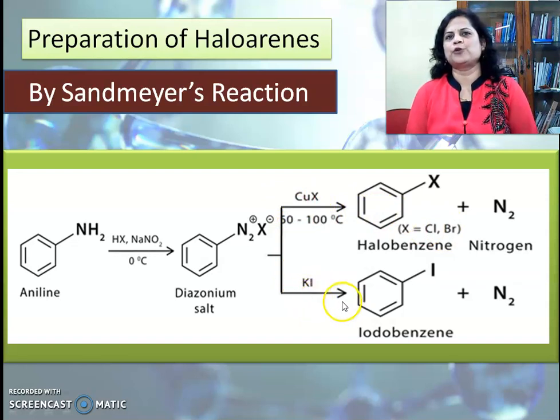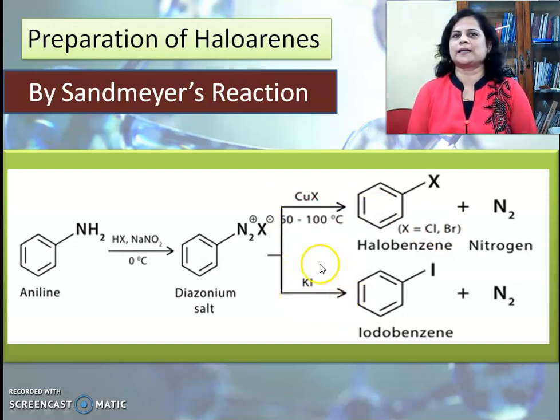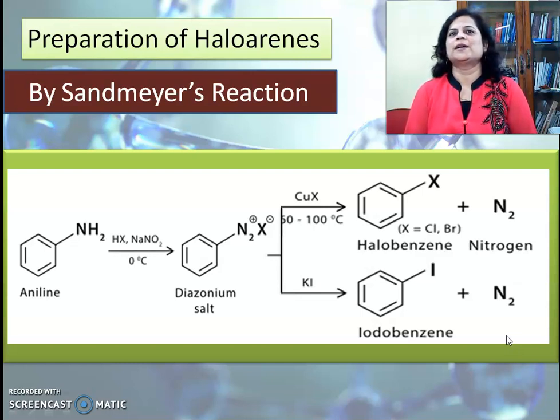And for iodobenzene, what do we require? KI. The benzene diazonium salt with KI forms iodobenzene. So it is again a very important method for the preparation of haloarenes. So what we completed here: all the methods for the preparation of alkyl halides and haloarenes.